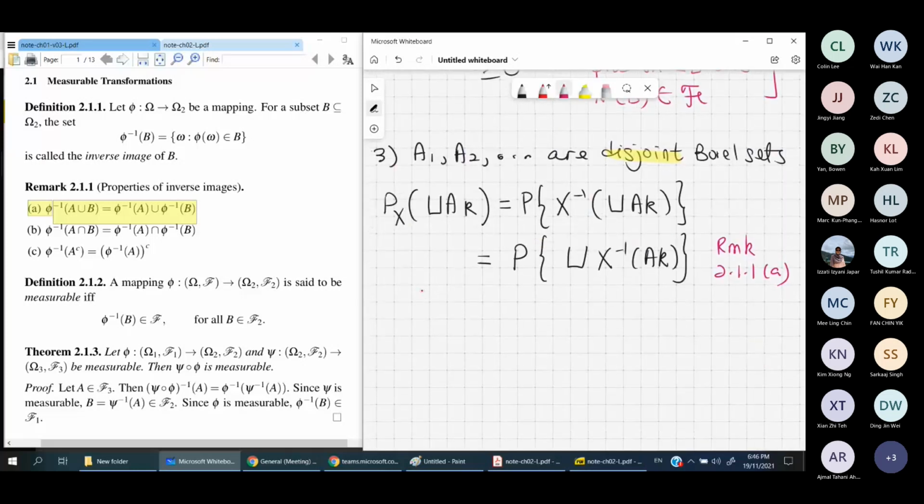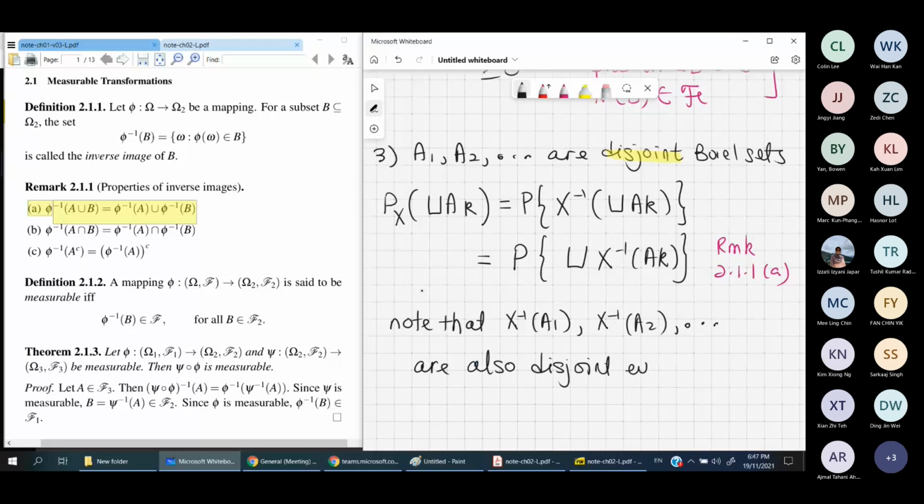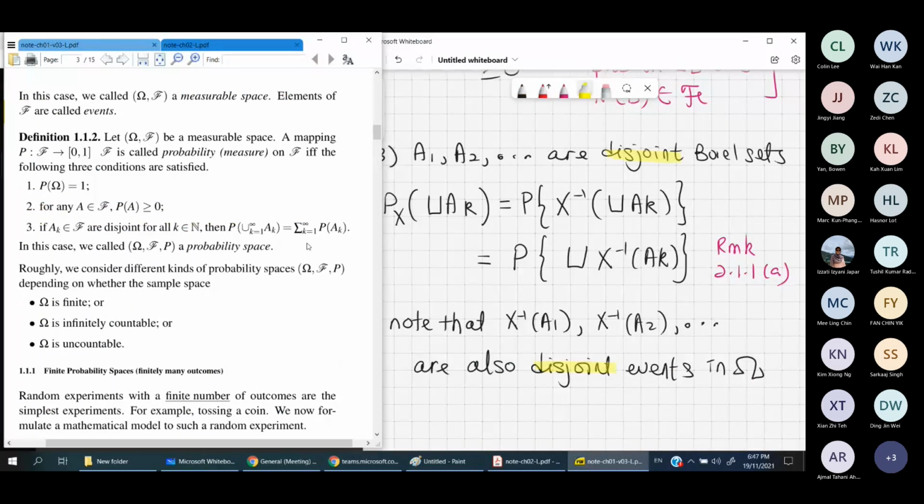now we can see these are disjoint, then we also note that this is also disjoint. Also disjoint event in Omega. So that is straightforward because when this is disjoint, the pre-image or the inverse image must be disjoint. So when this is disjoint, then we can apply this property to our P here.